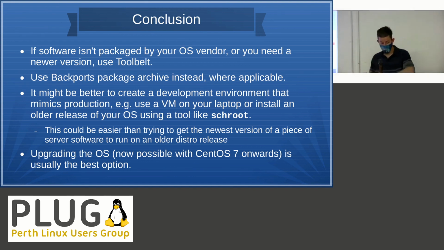Okay, so probably better wrap up because time's getting on. Right, so in summary, if software is not packaged by your OS vendor, or you need a newer version of what they've packaged and you really know you need it, then use Toolbelt. But if you can get away with not using Toolbelt, it's probably a better idea. Like if you can set up backports, then that's a good way to get newer versions of software. You still hopefully have security patches, which will more closely mirror the way the software is set up, and that software makes it into the main line of the distro when the distro has its next stable release.